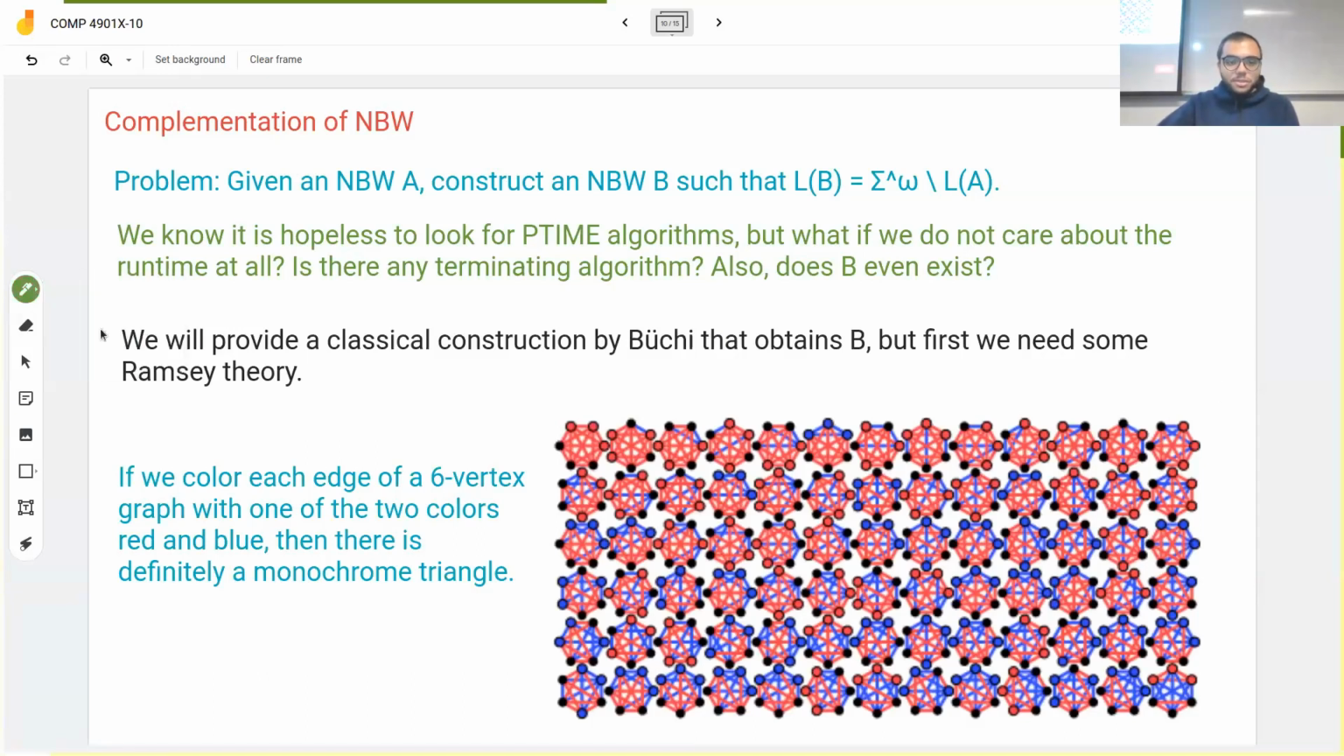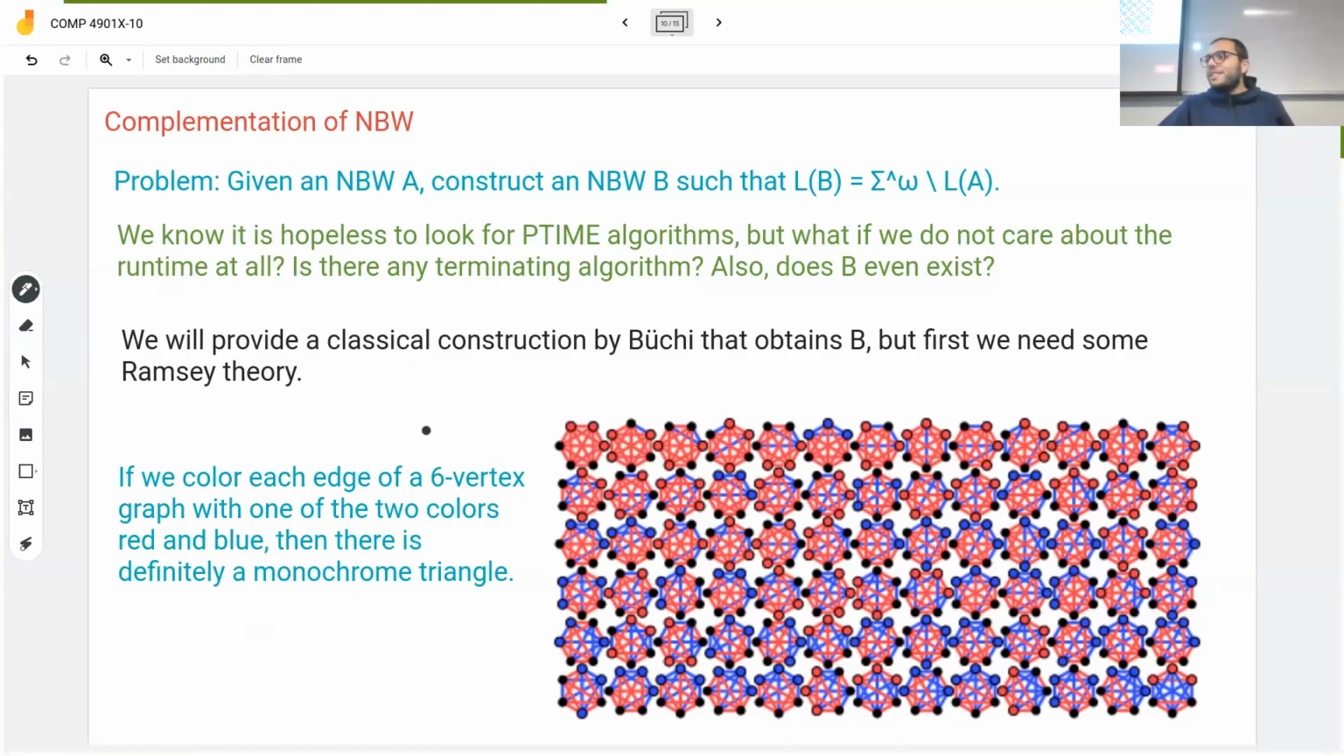By the way, if you want to see faster constructions of this, look into the works of Nir Peterman. He has better constructions of this. But yeah, I'm going to just give you the original thing by Büchi, and that's as deep as this course goes. We will not go deeper than that. Okay, so let's just do some background in graph theory.